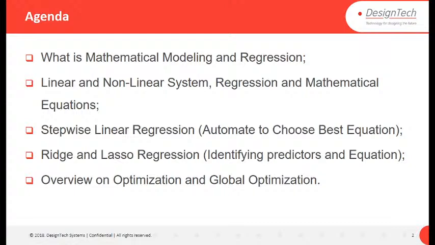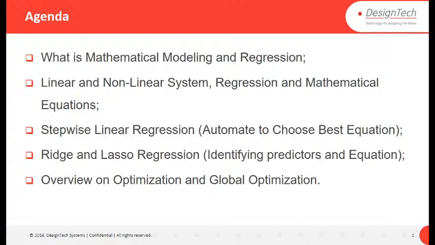Further, in MATLAB we are going to use stepwise linear regression, which is used to automate choosing the best fit. Means if you have assigned multiple equations, which will be the best equation among them. Second, we are going to use two more algorithms in MATLAB for the mathematical model, that is Ridge and Lasso regression. Both are used to identify predictors, which predictors are required for your model and which are redundant. If we have time, then further we will see an overview on optimization and global optimization with MATLAB also.